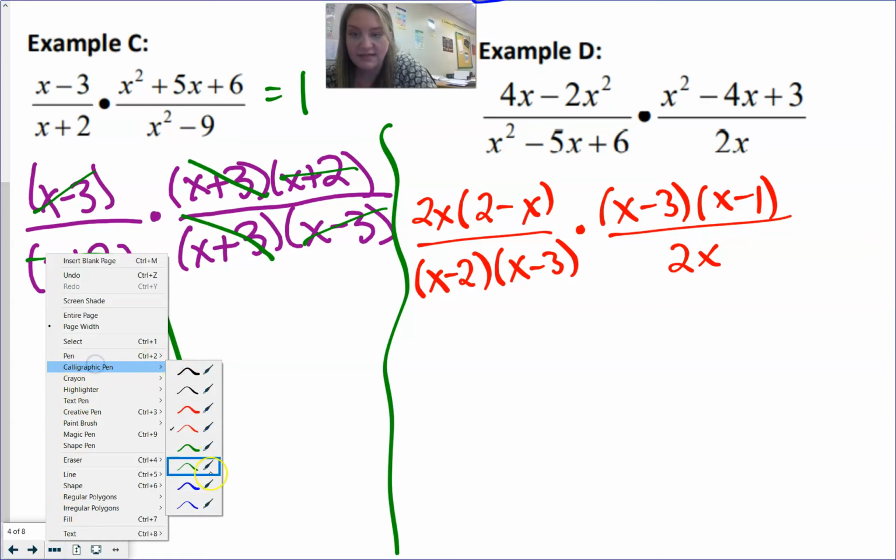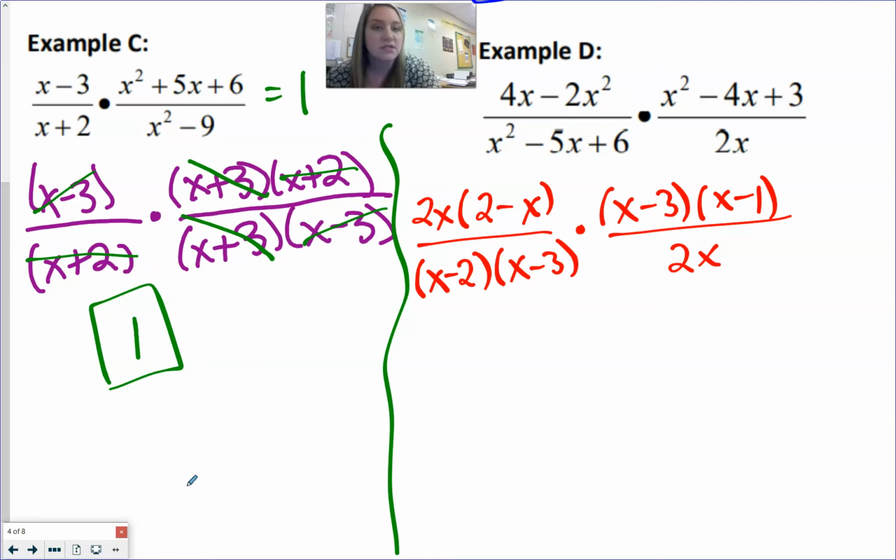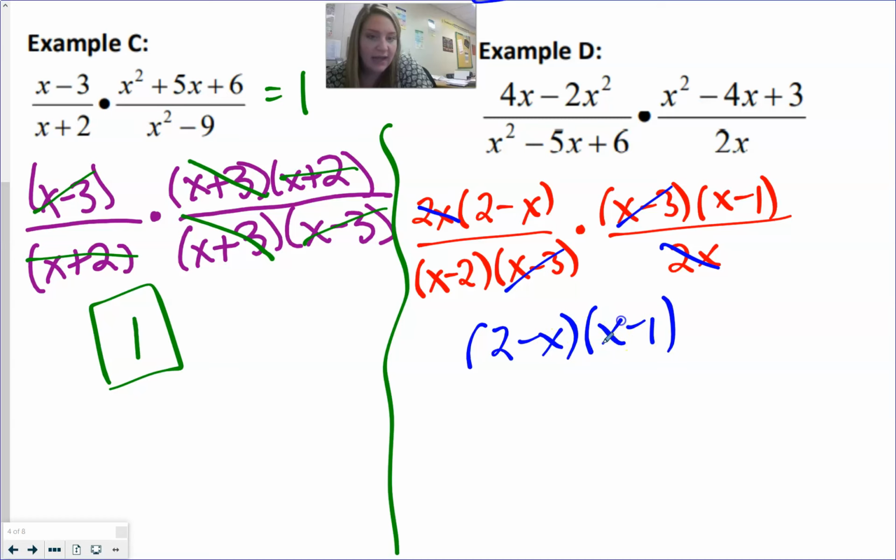Let's start canceling things out. Remember, they have to be the exact same. So I see 2x, 2x, they're gone. X minus 3, they're gone. Now I cannot cancel out 2 minus x and x minus 2. That's not the same factor. It's not exactly the same. They are different, okay? 5 minus 2 is not the same thing as 2 minus 5, right? I can't just switch things around. So those are done. I can't cancel those out. So what do I have left in my numerator? We have 2 minus x, and we have x minus 1. And in my denominator, we have x minus 2.